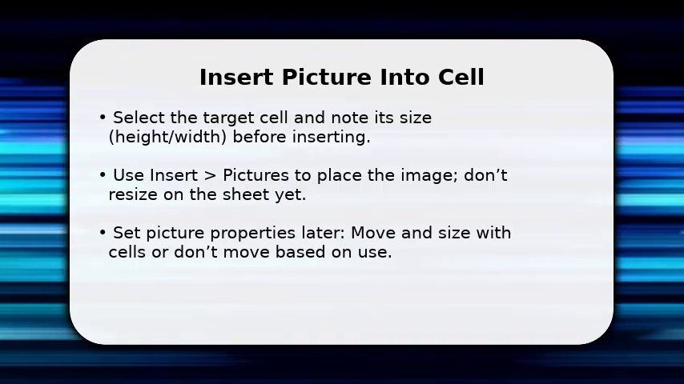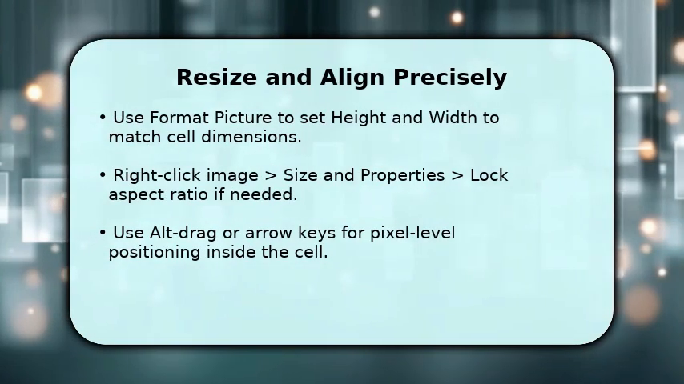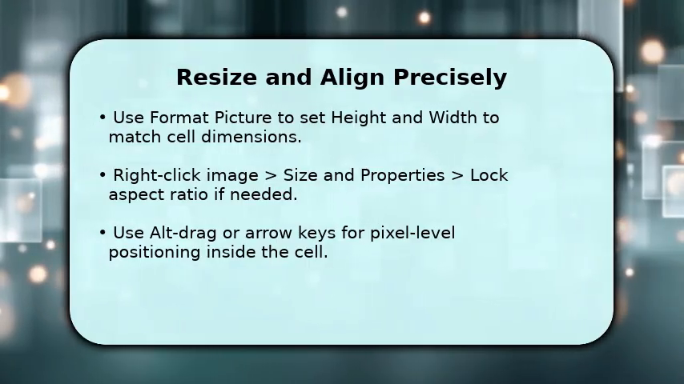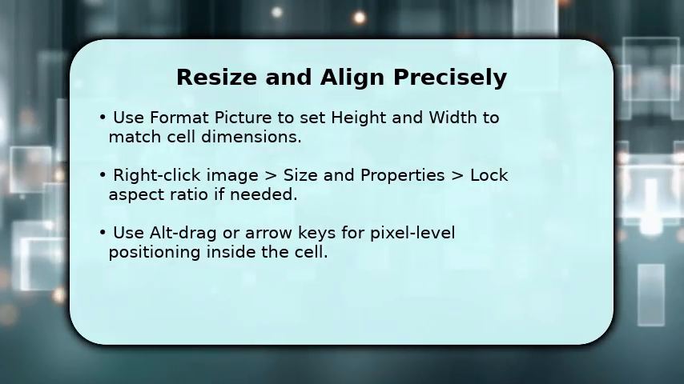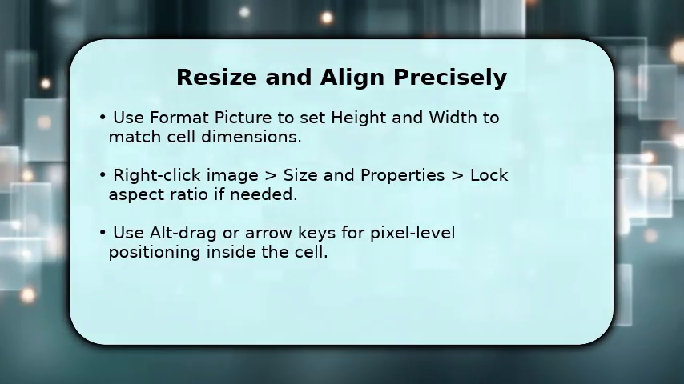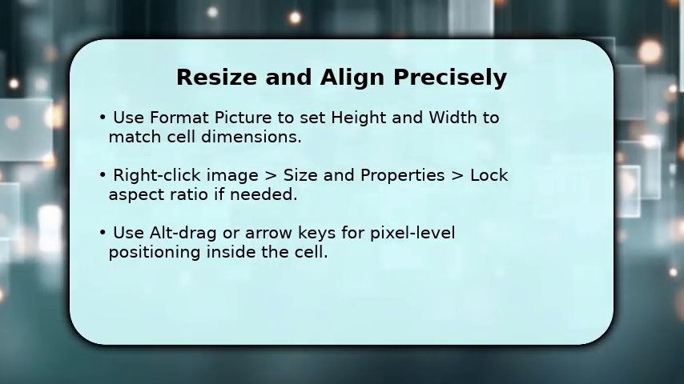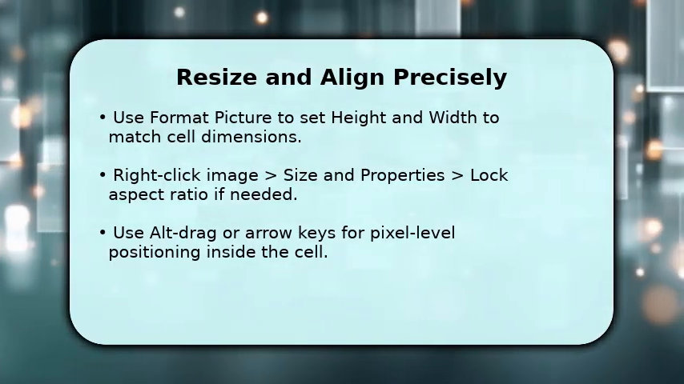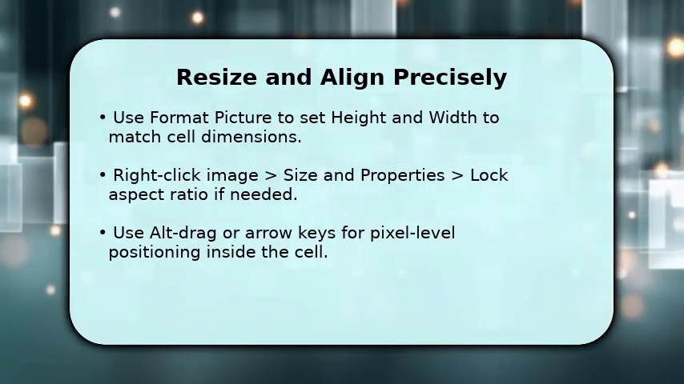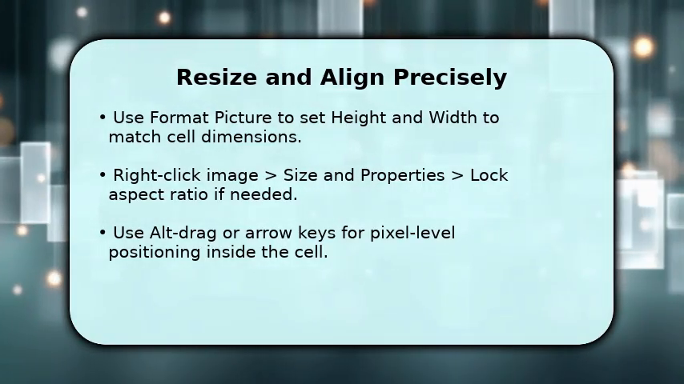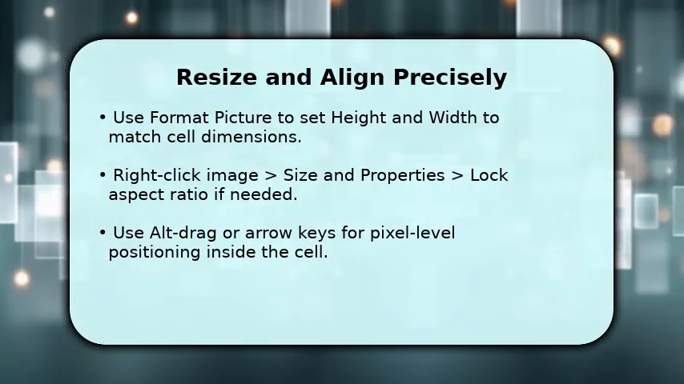Now you refine size and alignment. Open Format Picture and enter the cell's height and width values so the image fills the cell exactly. Once you set dimensions, lock aspect ratio if you want to avoid distortion, otherwise adjust carefully. Next, use Alt-Drag or arrow keys to nudge the image into perfect alignment. This prevents snapping that interferes with placement. Also check the image's cropping if edges extend.